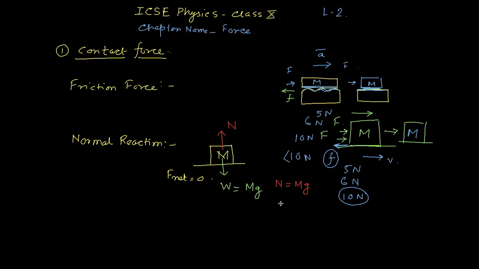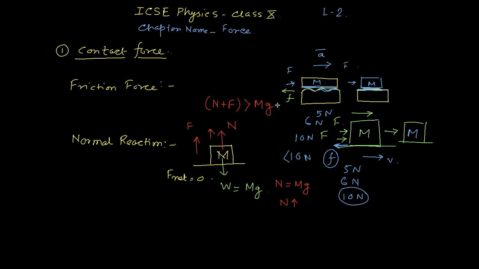If N is more than mg, then the body starts to accelerate upward. It means that if you apply some force in this direction, then you can lift the mass. So in that case the upward force is N plus your applied force F, which is greater than or equal to mg, then only the mass can be lifted upward. This is the normal reaction force.